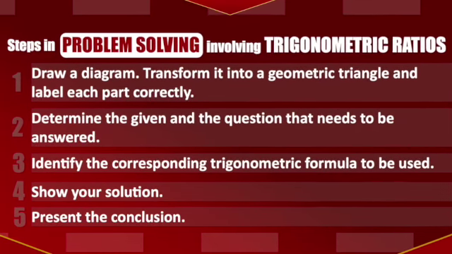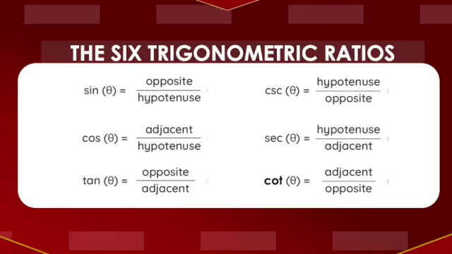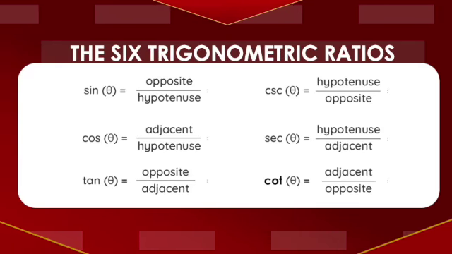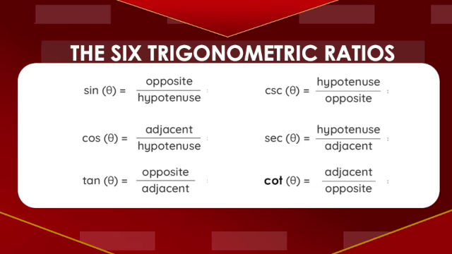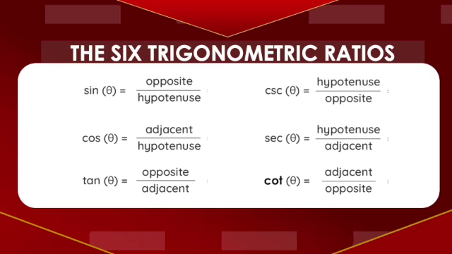Next, step number 3. According to the steps, identify the corresponding trigonometric formula to be used. We're going to identify what type of trigonometric ratio ang gagamitin natin. Again, let's go back to those 6 ratios. Ano-ano nga ba yun? We have the sine, cosine, tangent, cosecant, secant, and cotangent. So, 6 yan. Now, how are we going to figure out kung alin sa 6 na to yung gagamitin natin?